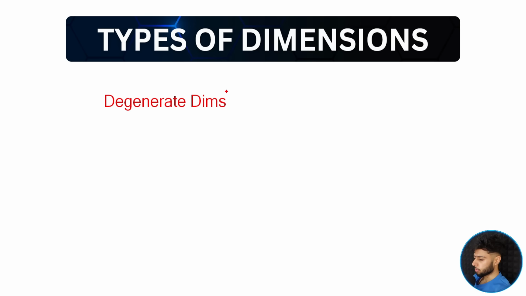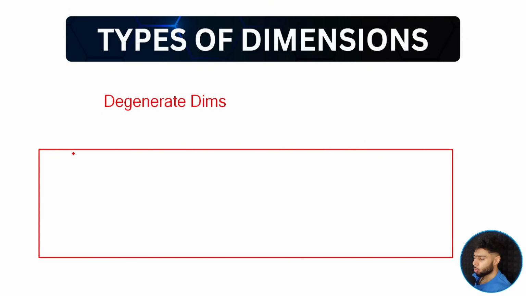Degenerate dimensions. Now what are degenerate dimensions? In these kinds of dimension tables, you do not see any associated values. For example, in your one big table, you have one column called customer ID, but you do not have any customer name, customer age, height, weight, anything. You just have this ID.